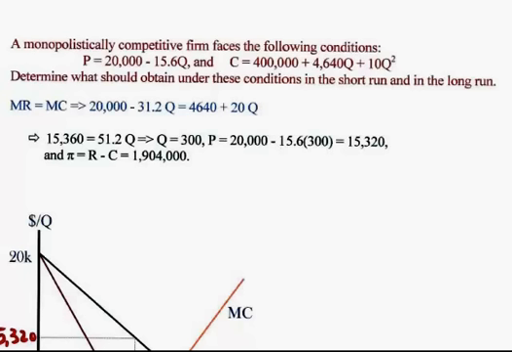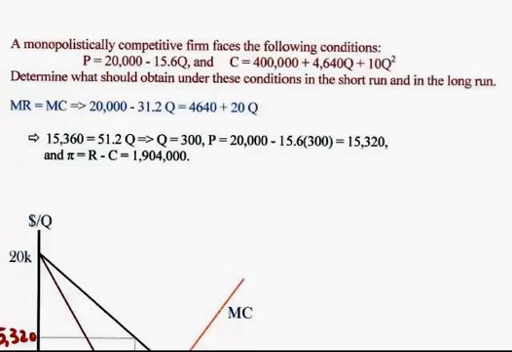A monopolistically competitive firm faces the following conditions. P equals 20,000 minus 15.6Q, and cost is given by C equals 400,000 plus 4640Q plus 10Q squared. The question says, determine what should obtain under these conditions in the short run and in the long run.